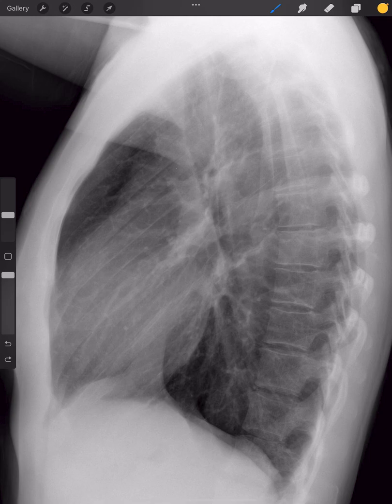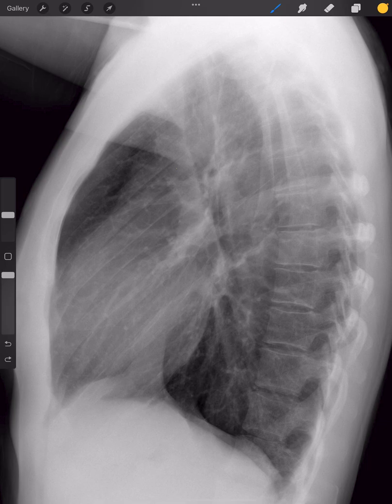Hey everybody, it's Rishi Agarwal, and in this video I'm going to show you how I look at a lateral chest x-ray. Now this is not going to be an exhaustive list of the anatomy because I want to save that for another longer video, but I'm going to cover the basics here.